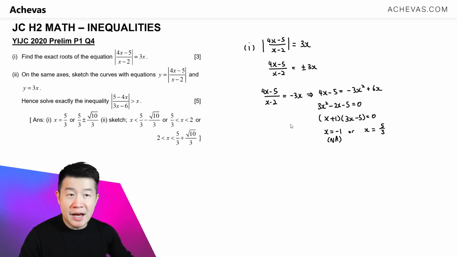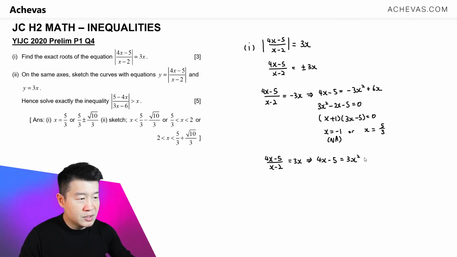Next, let's work on the other equation, which is (4x minus 5) over (x minus 2) equal to positive 3x. So cross multiplying, we have 4x minus 5 equal to 3x squared minus 6x. Then shifting everything over to the right hand side, we have 3x squared minus 10x plus 5 equal to 0.